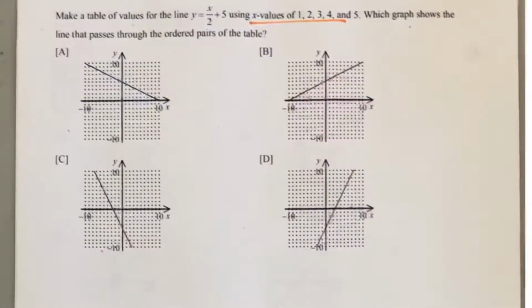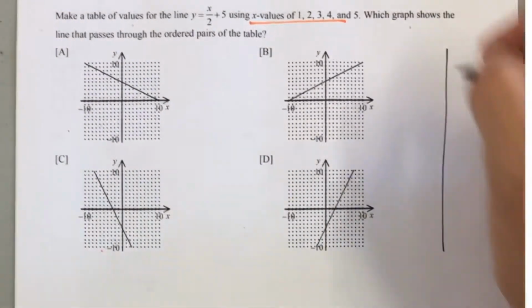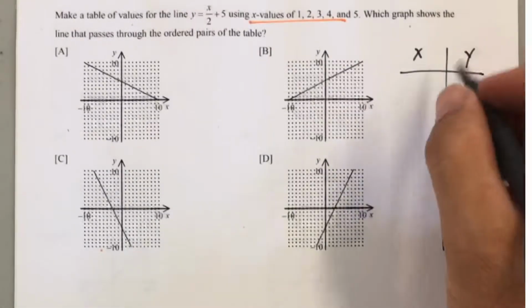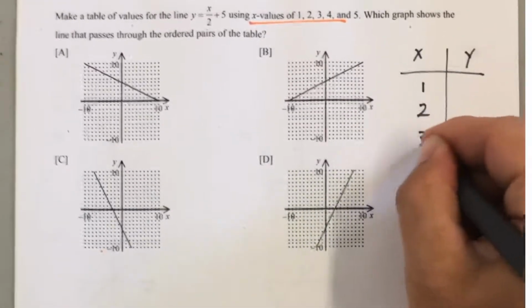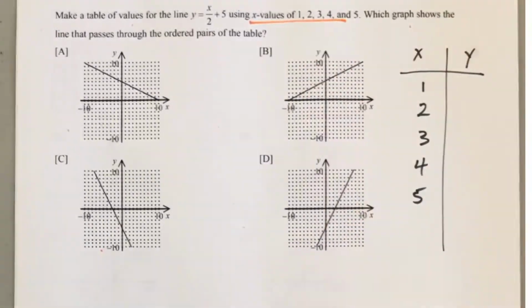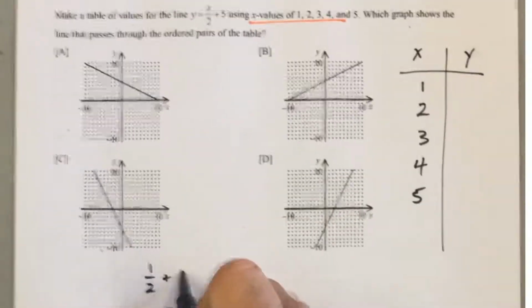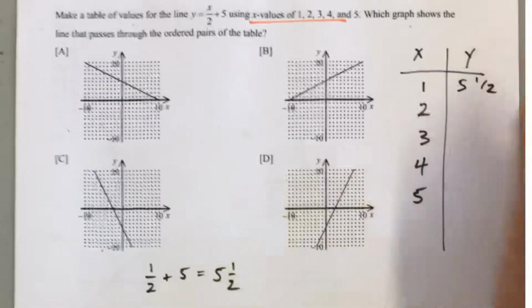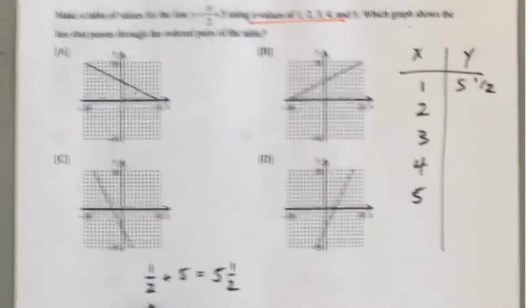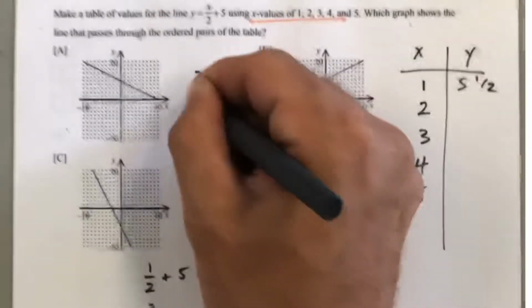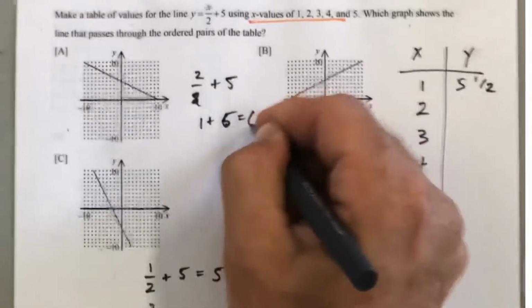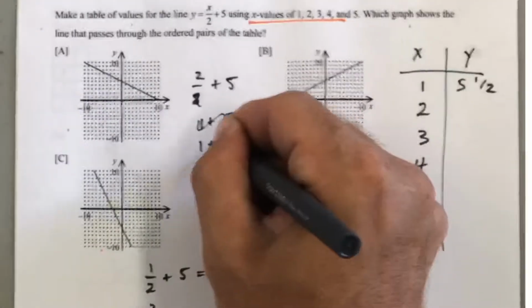You're using X values. So one thing you want to start off doing is just simply making your little table here. We can make it in a column table. The other ones were done in rows. And then what's going to happen is I'm going to plug in my X values. So 1/2 plus 5 gives me 5 1/2. And then I'm going to plug in 2 over 2, plus 5. So I'm plugging in this second value. 2 over 2 is 1. 1 plus 5 is 6.